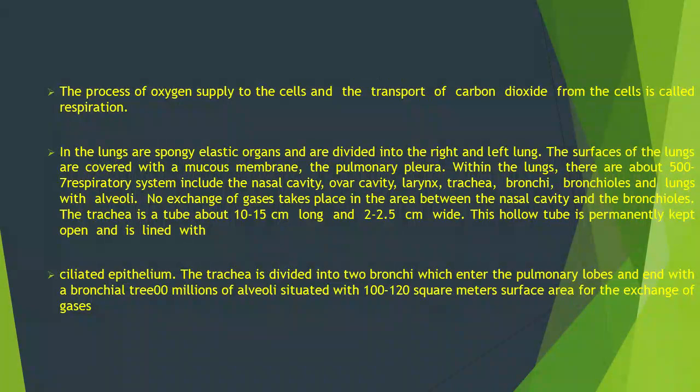The trachea is a tube about 10 to 15 centimeters long and 2 to 2.5 cm wide. This hollow tube is permanently kept open and is lined with ciliated epithelium. The trachea is divided into two bronchi which enter the pulmonary lobes and end with a bronchial tree. Millions of alveoli provide 100 to 120 square meters of surface area for the exchange of gases.